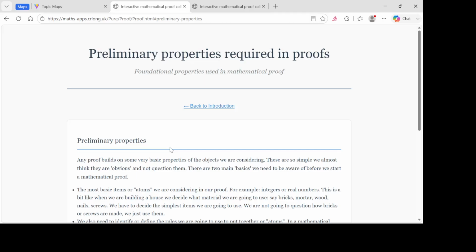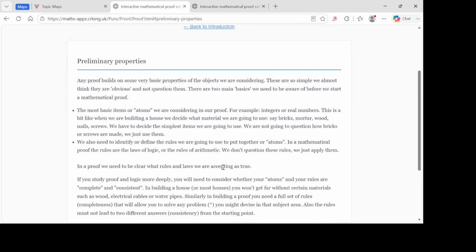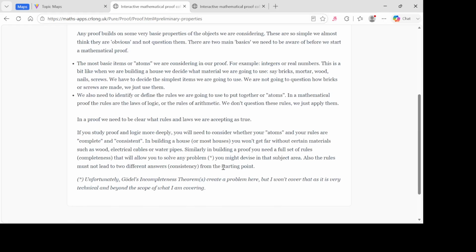Now there are some preliminary ideas in proof, such as what are the items that we're dealing with? What are the most basic atoms that we're dealing with? I've got the analogy of building a house from bricks and wood and screws and nails. And we don't question those, we just use them. And it's the same in a proof. We have to decide what are the most elementary building blocks that we're going to use to build our proofs from.